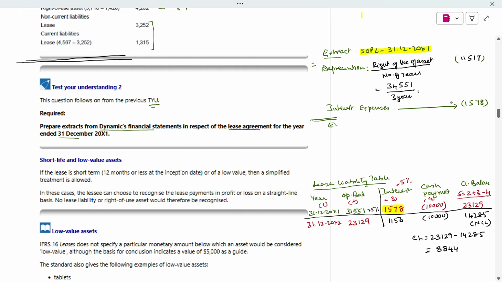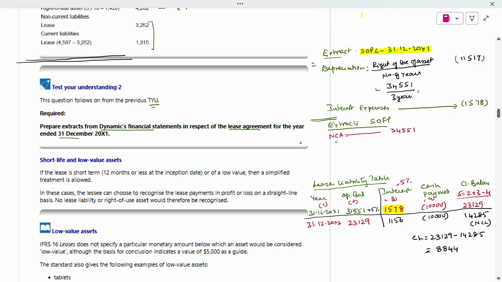Now we are talking about the extracts with respect to the statement of financial position. In the statement of financial position, how much is the non-current asset? I'm writing this. The value of the non-current asset is 34,551. Is it there? Yes.